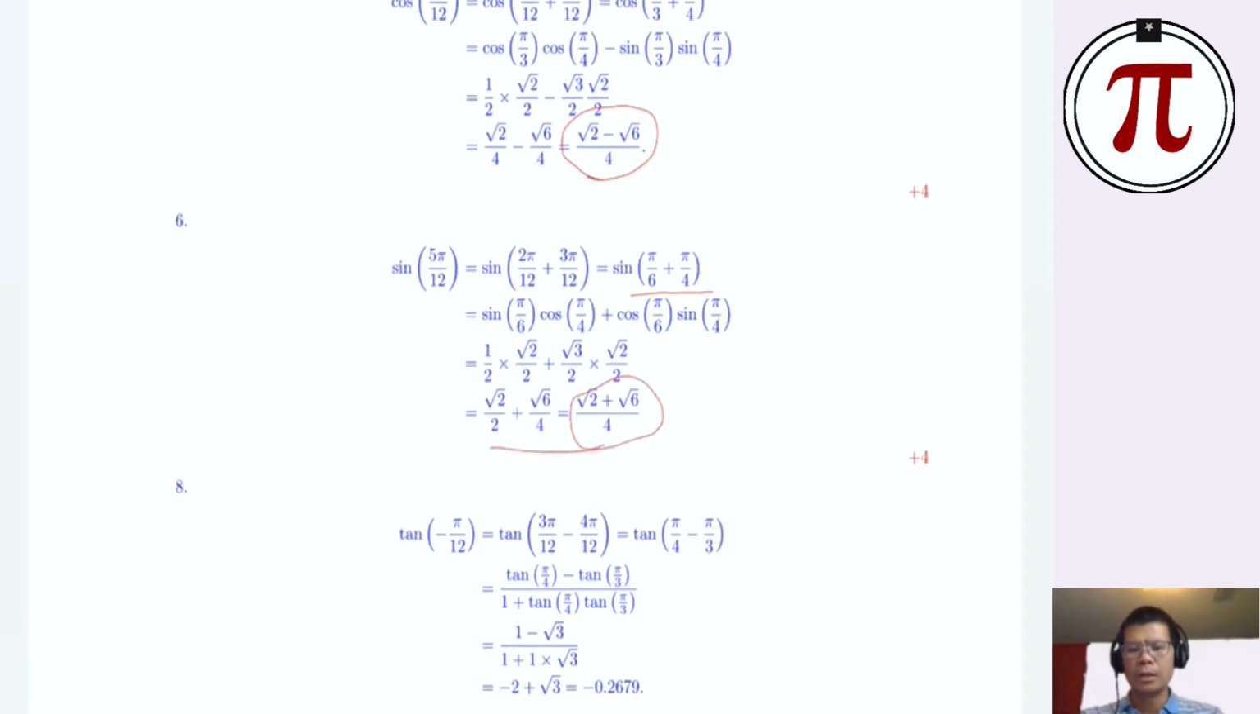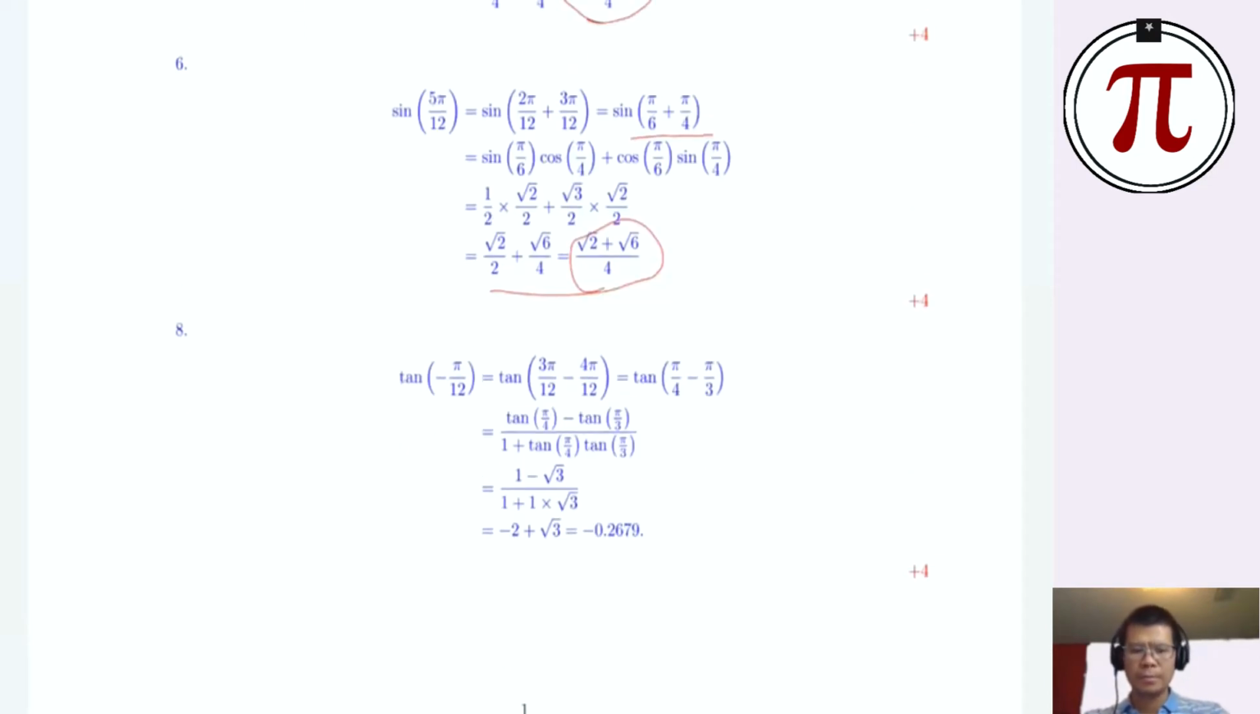Now for question 8, tangent negative pi over 12. Now you can write this one as what? As 3 pi over 12 minus 4 pi over 12, right? That's going to be negative pi over 12, which is pi over 4 minus pi over 3, right? And then you can just use the difference formula for tangent, yes?